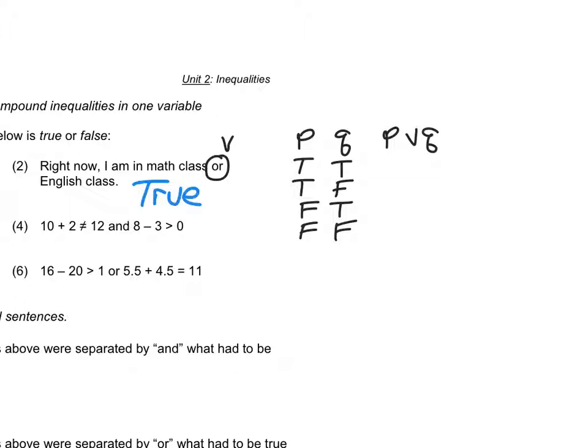So I'm in math class or English class. Well, we knew that if either part of that sentence was true, the whole thing would be true. If the statement said, I'm in math class or English class, and again, I'm sitting in Shippey's earth science class, then I'm in neither of those, so it would be false. The weird one is the case where both parts are true. That's actually going to be true also.